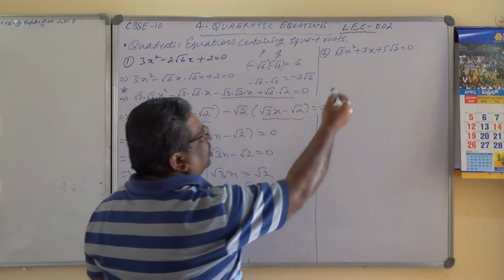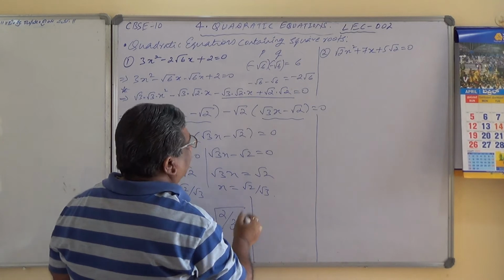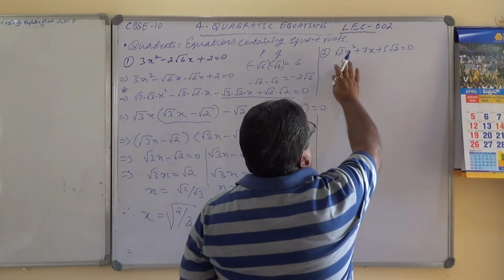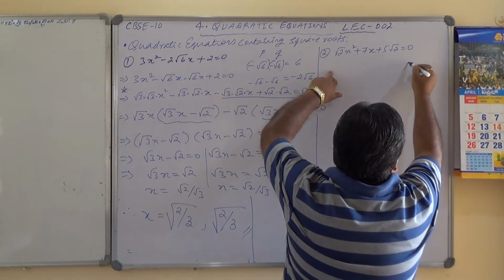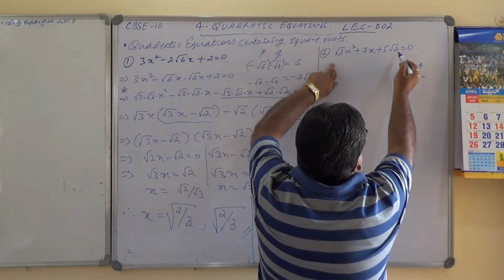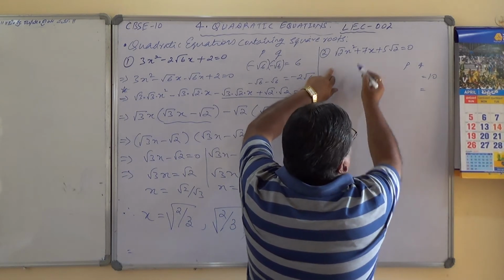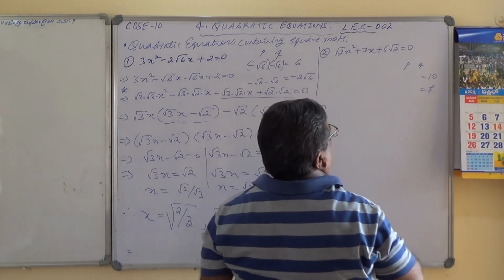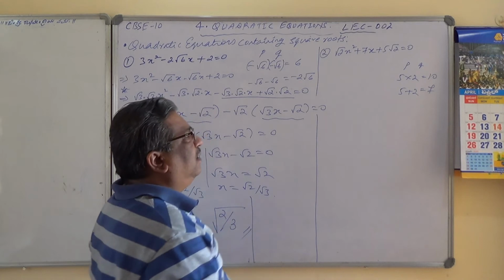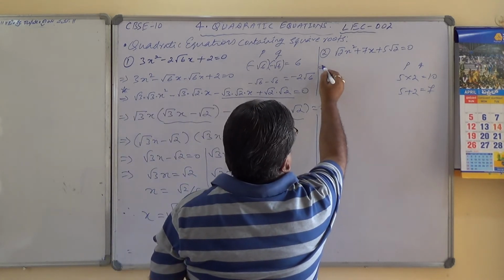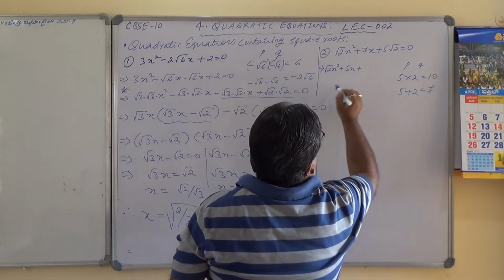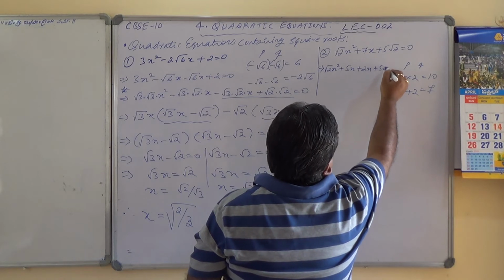Rough working we will do here. What are P and Q I should get here? P and Q, two numbers such that root 2 into 5 root 2, root 2 into root 2 is 2, 5 into 2 is 10. Here what I should get is plus 7. So 5 into 2, 5 plus 2, is it right? So this can be written as root 2 x square plus 5x plus 2x plus 5 root 2 equals 0.